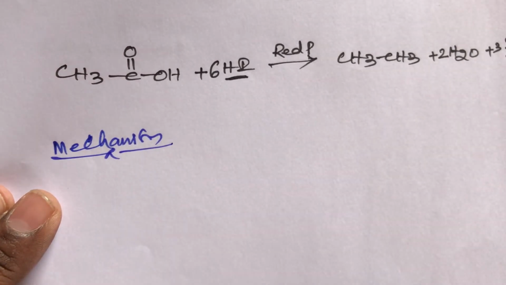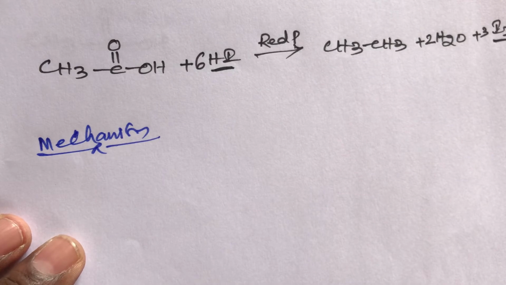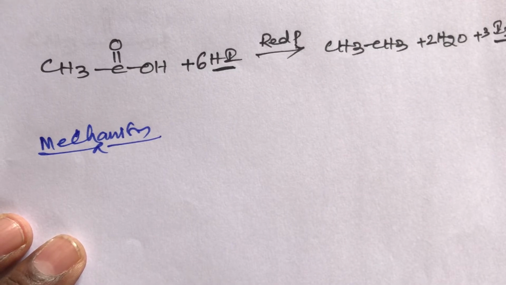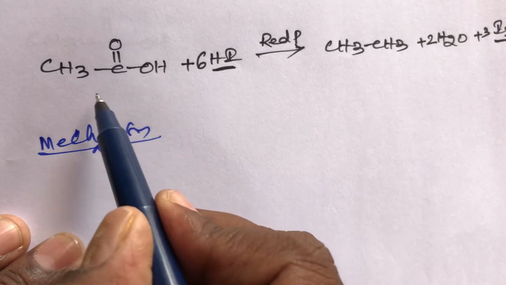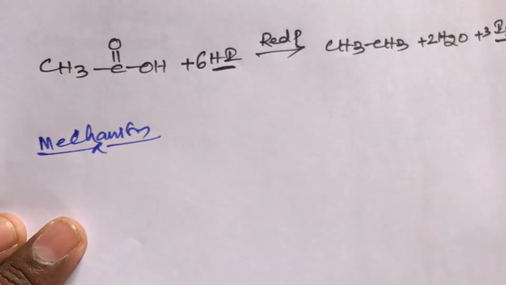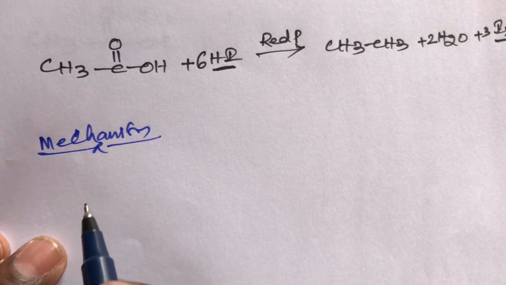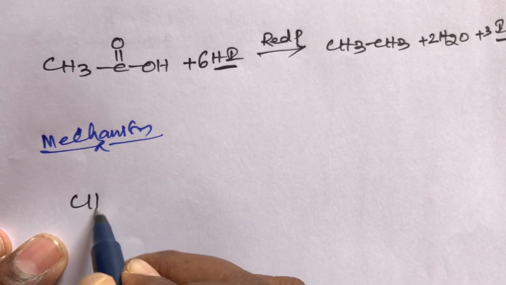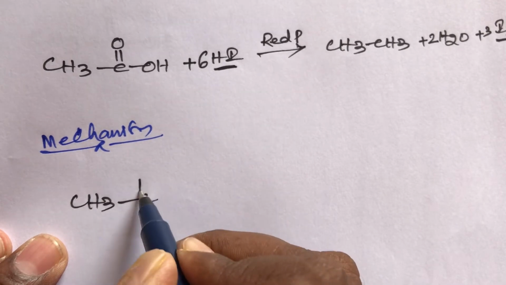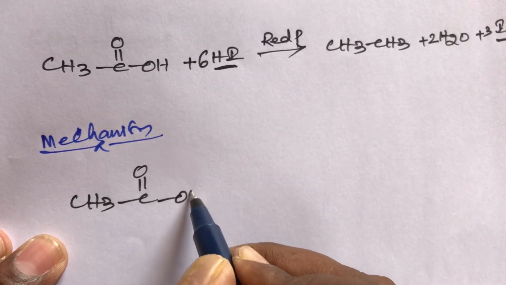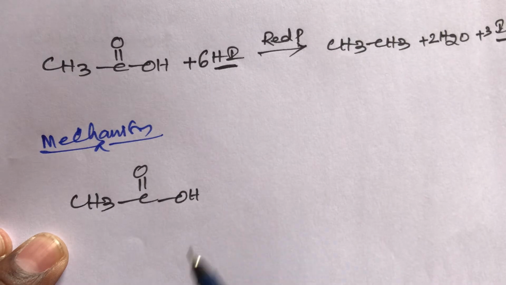Next, the mechanism of acetic acid with hydrogen iodide, students. I will explain the mechanism. In the first step, what to do? In this acetic acid reaction with HI, how many moles of HI are involved? 6 moles of hydrogen iodide are involved. Acetic acid: CH3 C double bond OH.